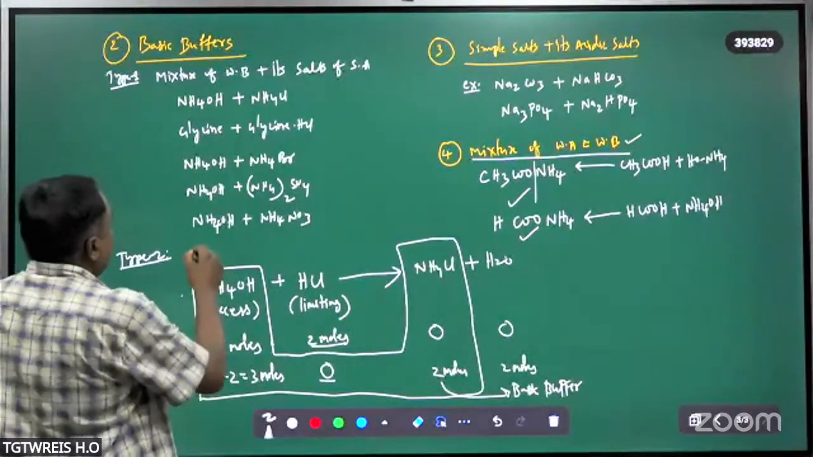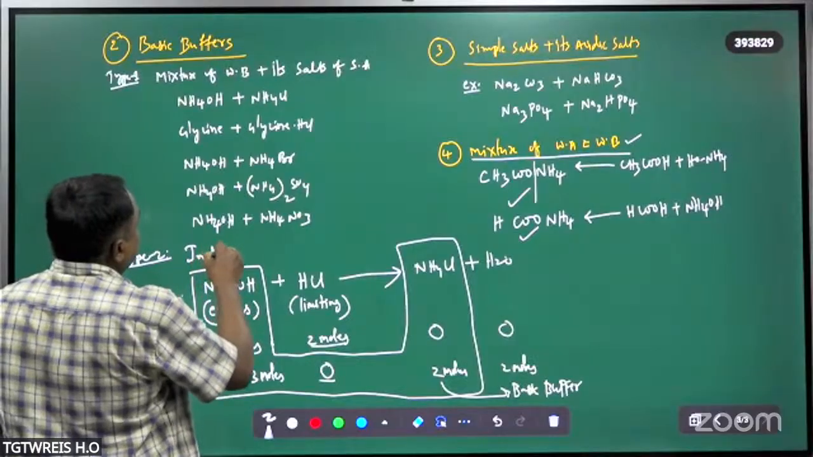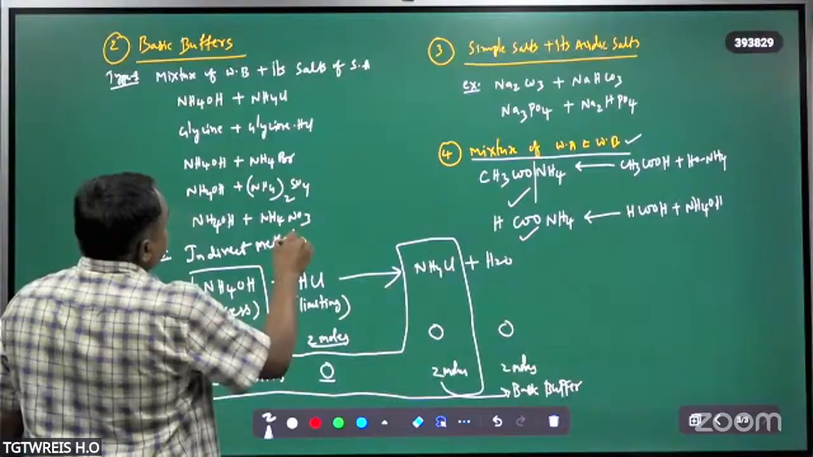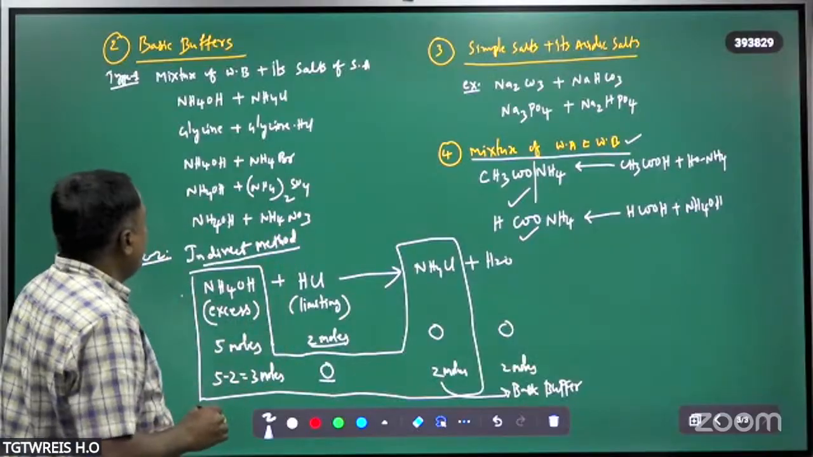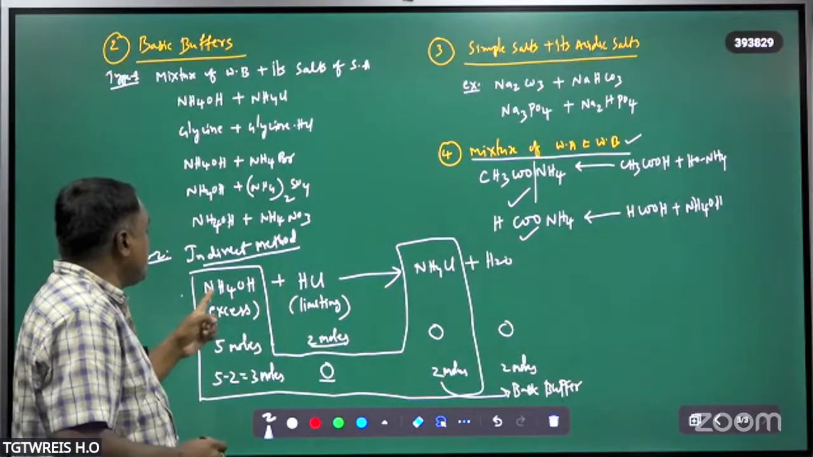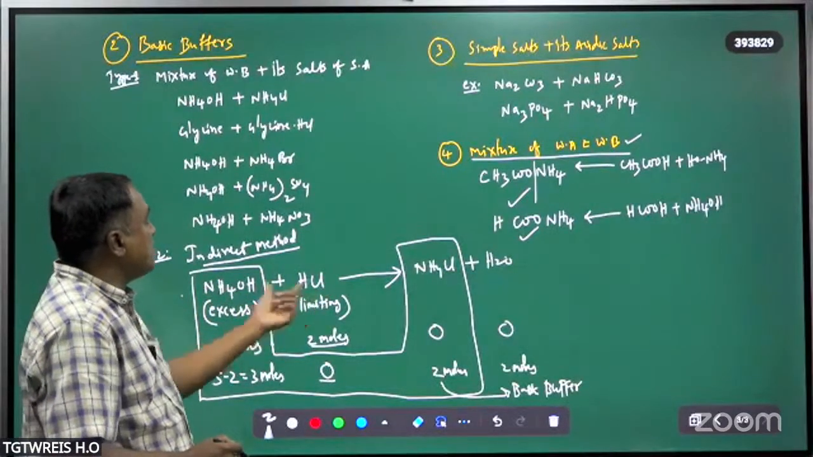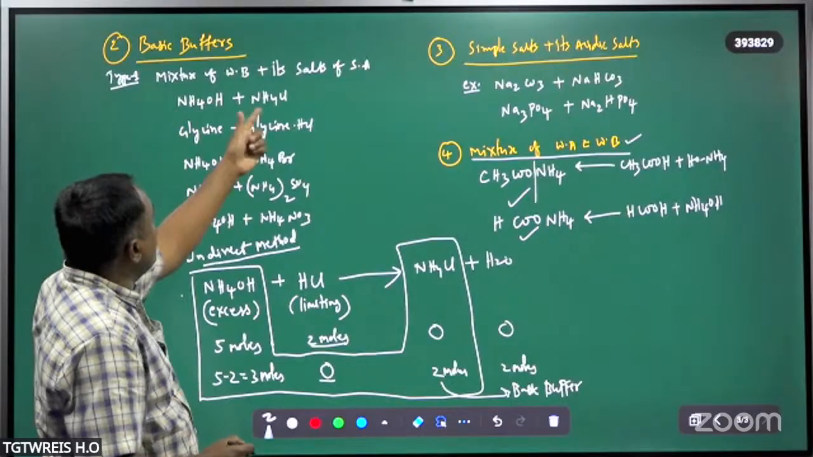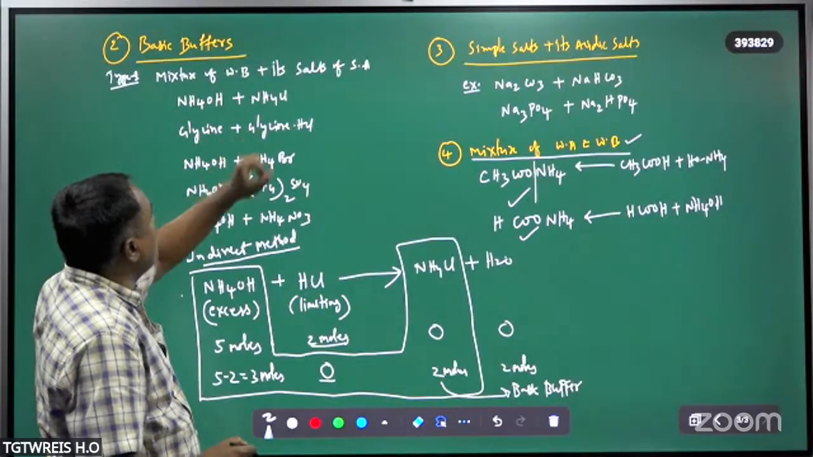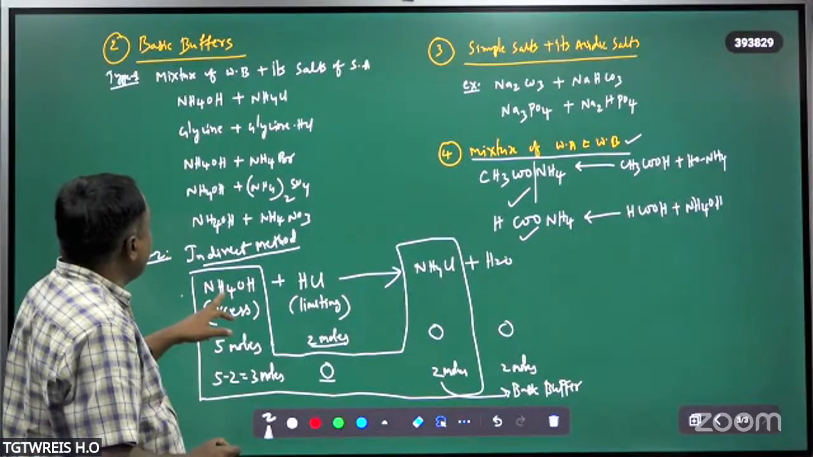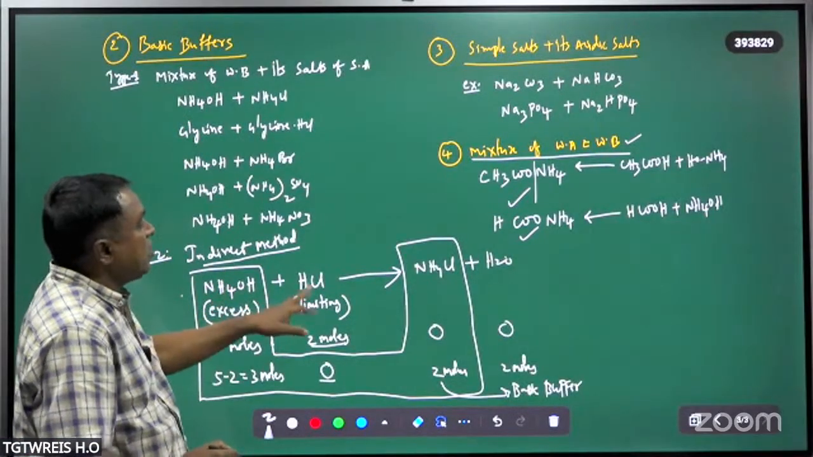This is the indirect method of forming buffer solutions. Suppose you take this weak base, but here we are adding a strong acid. What is the combination between them? Ammonium hydroxide, ammonium chloride. This is the strong acid, this is the weak base.